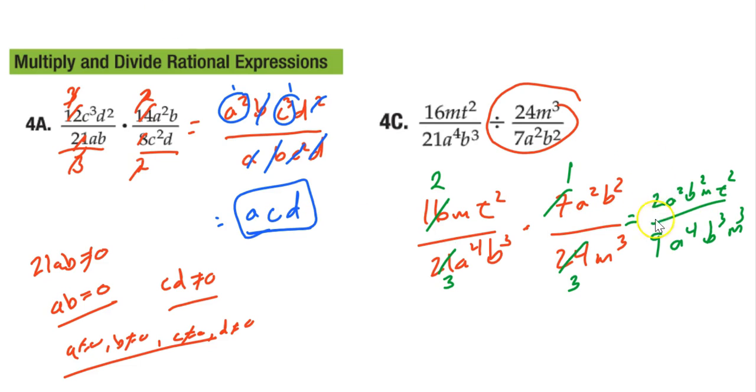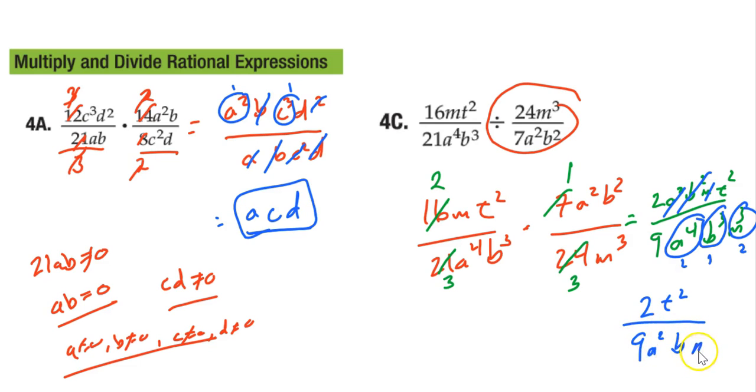I always think doing the variables by themselves is a lot easier, because all you have to do is go, okay, which one has more? In this case, the a's, the bottom has more by 2. On the b's, the bottom has more by 1. The m's, the bottom has more by 2. And then there's only one t, and it's on top. So on top I have 2t squared. On the bottom I have 9a squared b m squared. And that's my answer.